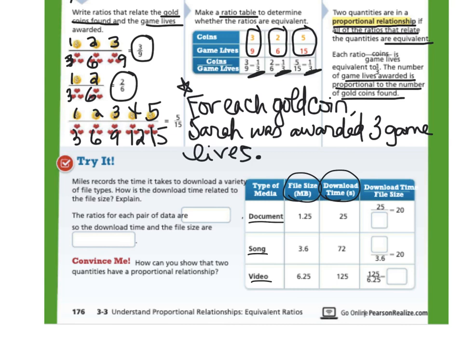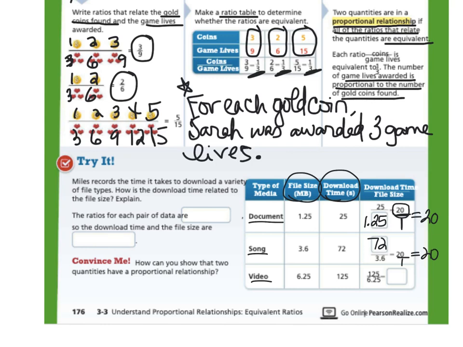So in the first type of media, document, we're comparing the download time of 25 to the file size, which is 1 and 25/100ths. And we're going to divide those to see that that ratio is equivalent to 20 over 1, or just plain old 20. Do the same thing with the songs. The songs had a file size of 3 and 6/10 and a download time of 72 seconds. So the ratio is 72 compared to 3 and 6/10. Again, that ratio is equal to 20 over 1, or just 20.